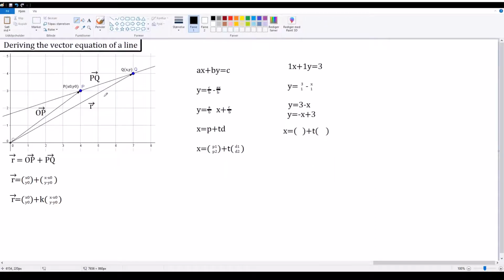Next we have deriving the vector equation of a line. Essentially, you want to find the vector equation of a line by using other vectors.